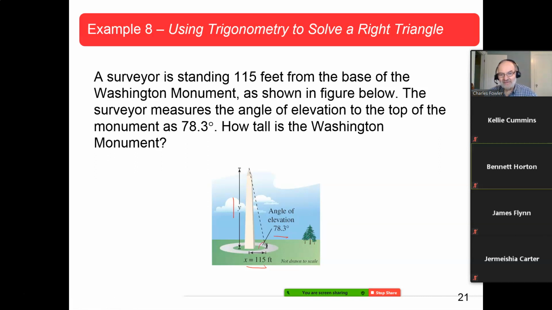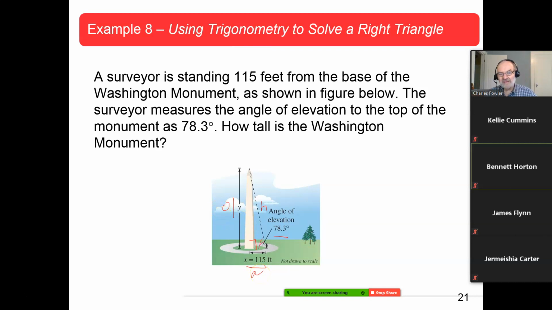Let's think for a moment. If this is your 90-degree angle, which we're assuming it is, that would make this the hypotenuse. For this angle, 78.3 degrees, that would make your Y the opposite side and the X the adjacent side. So what trig function of 78.3 degrees deals with the opposite and adjacent sides?